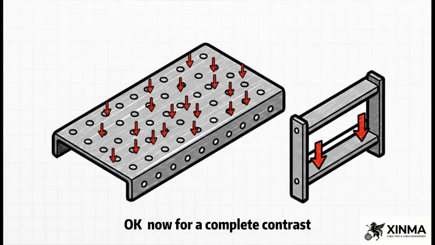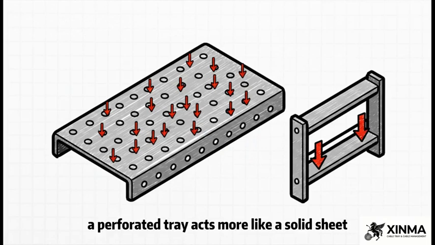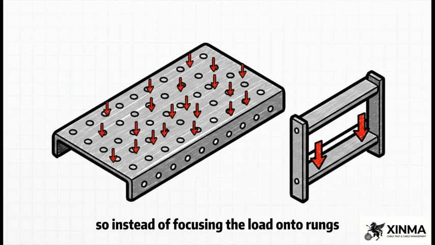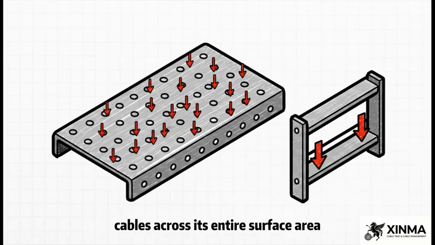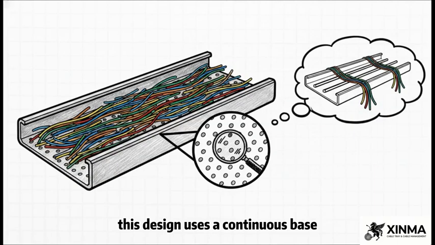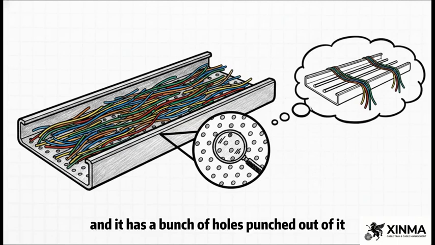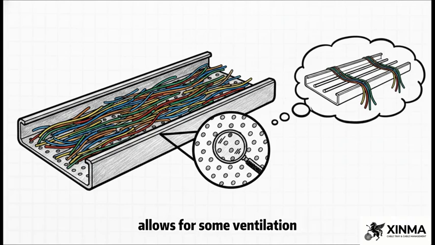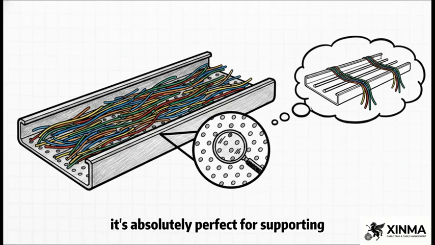Okay, now for a complete contrast. A perforated tray acts more like a solid sheet. So instead of focusing the load onto rungs, it distributes the weight of the cables across its entire surface area. This design uses a continuous base, usually a bit thinner at 1 to 2 millimeters, and it has a bunch of holes punched out of it. That helps reduce weight and allows for some ventilation. Because of that solid base, it's absolutely perfect for supporting bundles of smaller wires that might sag or fall through the gaps in a ladder tray.